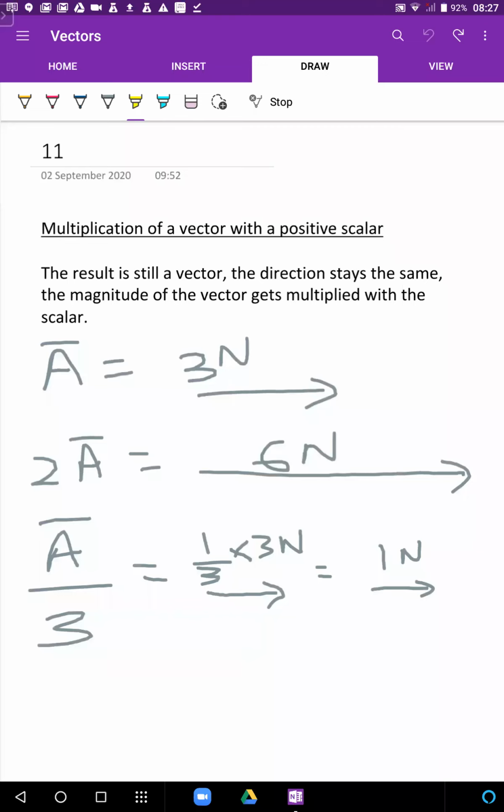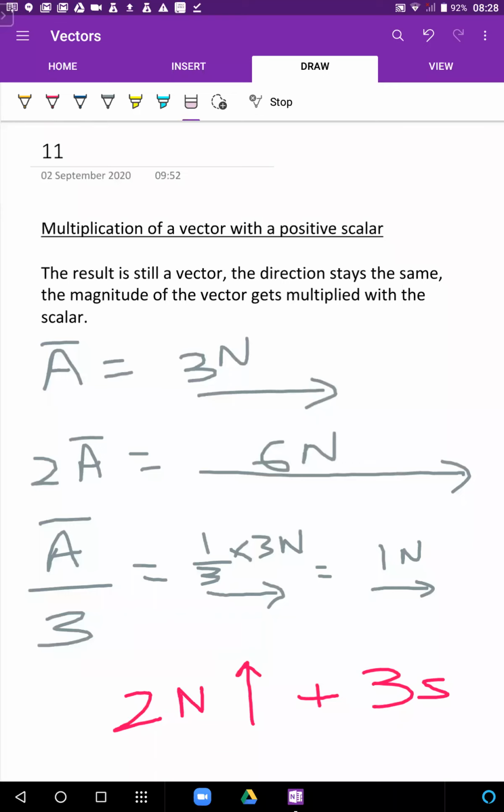Any doubts over here? One of you is asking, can vectors and scalars be added? No, vectors and scalars cannot be added. That's quite logical. Imagine you can only add things which are the same. I can add two forces, but does it make any sense to add force and time? Makes no sense.